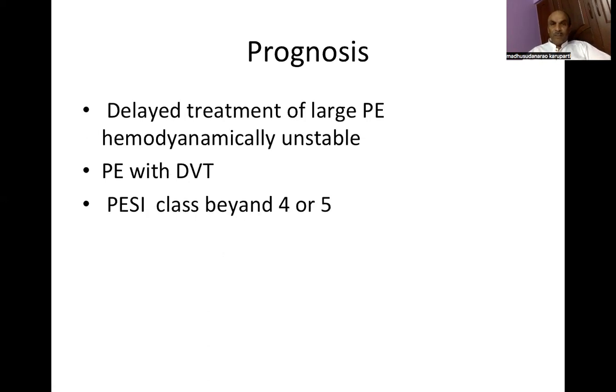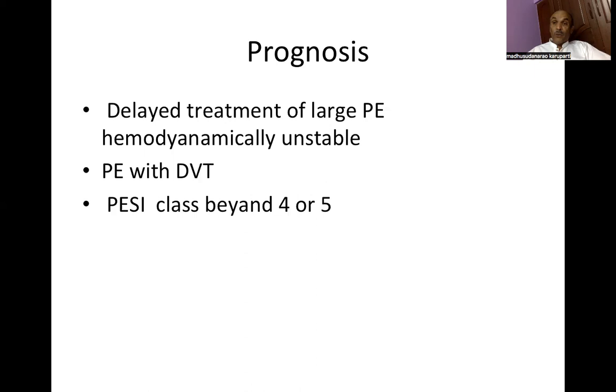Coming to the prognosis. The factors that determine the prognosis are delayed treatment of large PE. So it is usually the clinician encounters difficulty in the early diagnosis of pulmonary embolism because of its variability with regard to its presentation. So delay in the treatment of the large PE is going to end up in fatality.